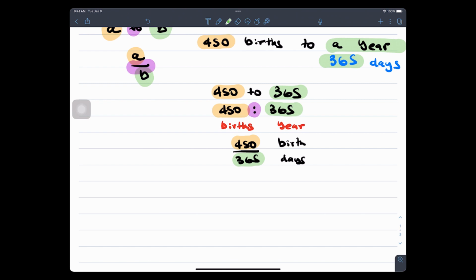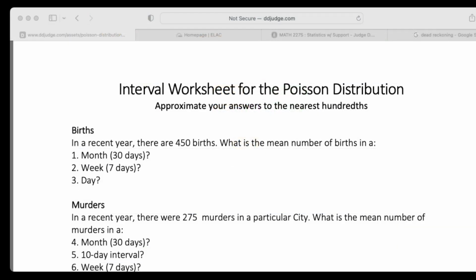All right. Now, if you go back to my worksheet there, that's the first sentence. And then the question is going to be, and this is really in relation to Poisson, and that's why it has the title, Interval Worksheet for the Poisson Distribution, because these are all means, really. And then the question is, what is the mean number of births in a question one is in a month period?